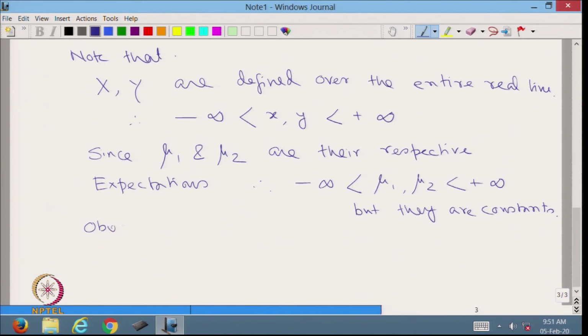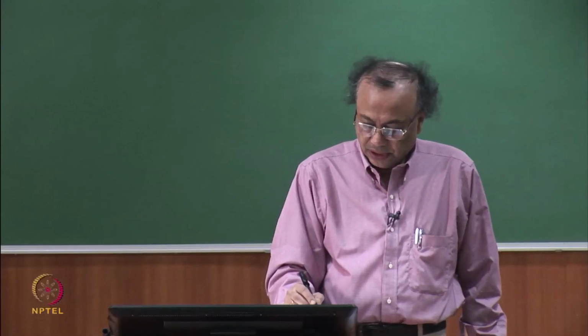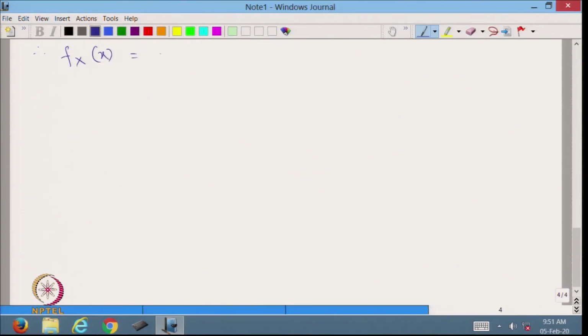Obviously, sigma 1 square and sigma 2 square are greater than 0 and minus 1 less than rho less than plus 1. Therefore, f_X(x) is equal to the integral from minus infinity to infinity of f_XY dy, and we take the constant term out.